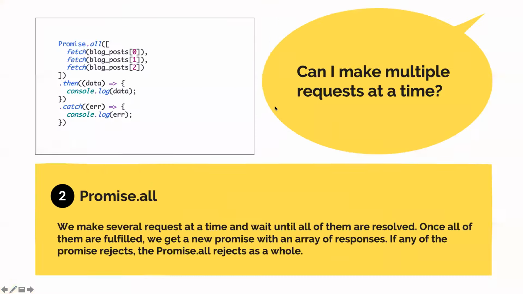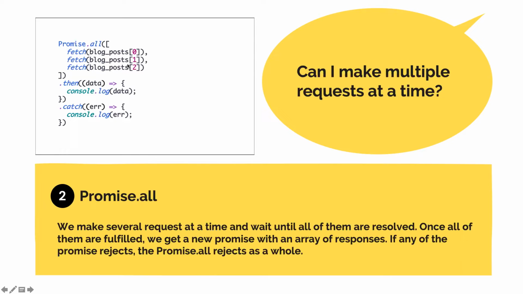Now most of the time we will want to make several requests together, right? So it should go searching for data together, and once we get all the responses, then we can use that data. So this is a very common use case. So we use Promise.all for that. We make several requests and wait until all of them are resolved.